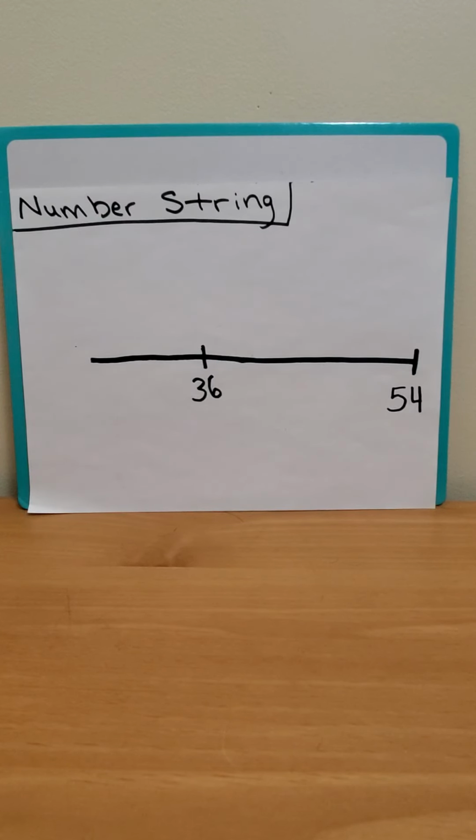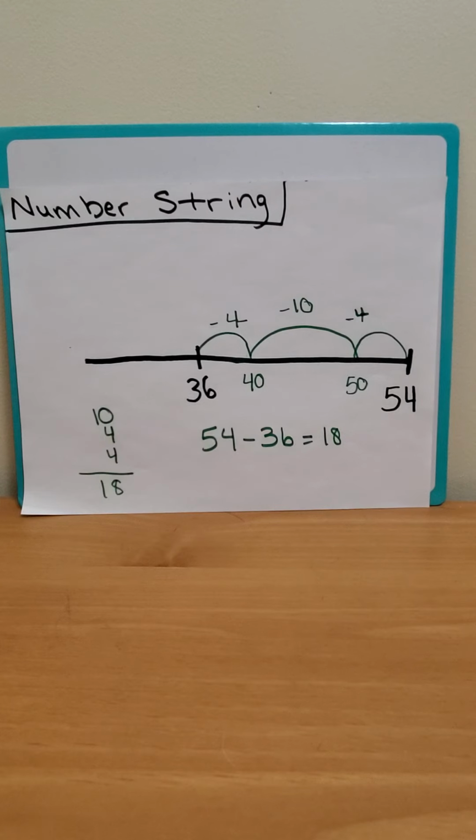The last strategy is number strings. This strategy helps students better with number sense and the process of getting to an answer. So students will be able to see the relationship between numbers. This method helps the students break down the subtraction part.